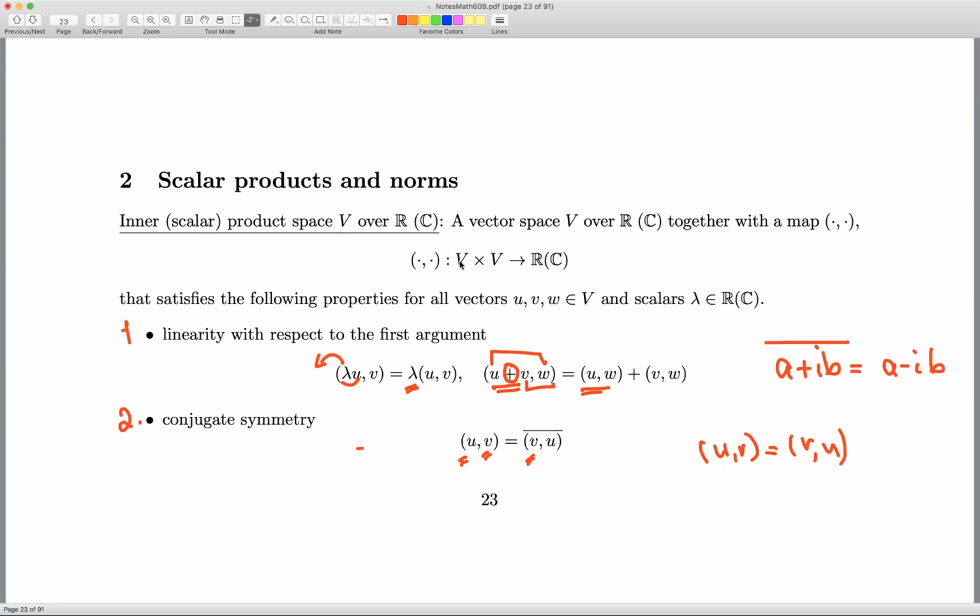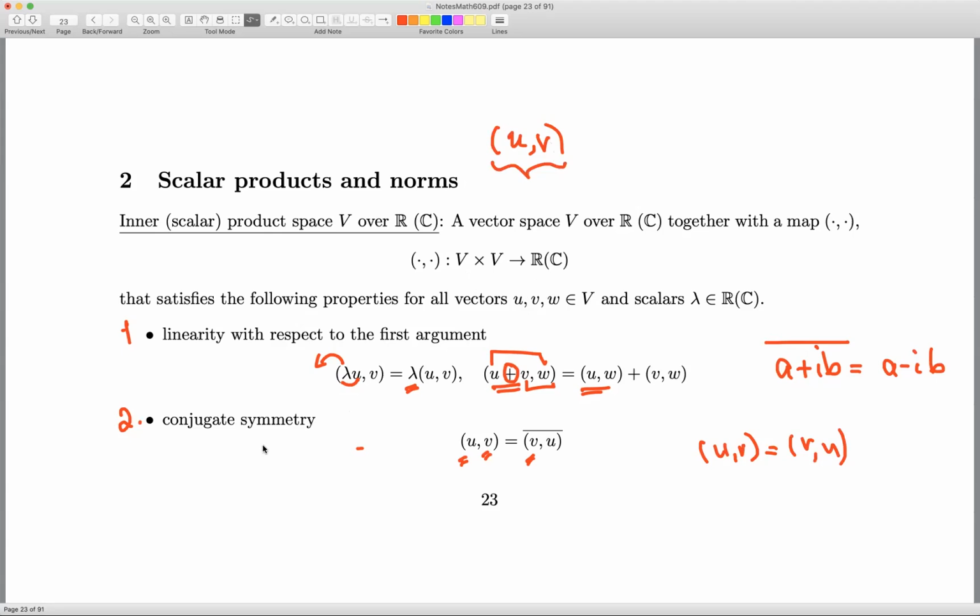Also, what does it mean, mapping from V cross V? That means that its arguments are two elements from V, u and v. It takes two elements, one of V and the other one an element of V, and maps them into the real numbers or into the complex numbers. That means that the result is either a real number or a complex number.